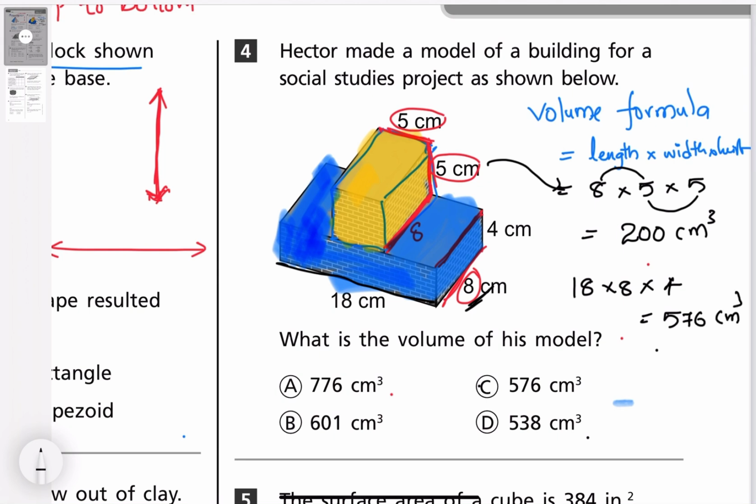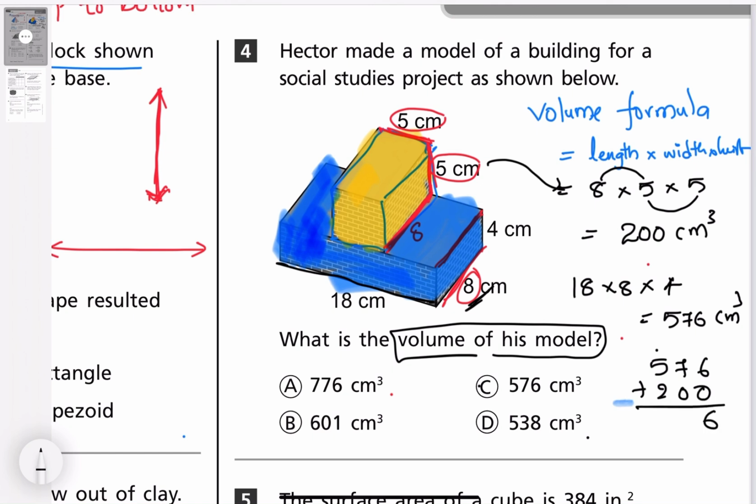But the question is asking for the volume of the whole model, so I need to add these two. Don't be in a hurry to answer the question with one of the answers. I need to add these two to get the answer. So the answer will be 576 plus 200, that should be equal to 776 centimeter cube. So the answer is 776 centimeter cube.